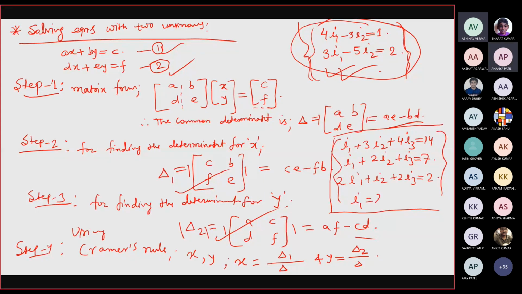Calculate I1, I2 and I3 using determinant method, right? ठीक है.